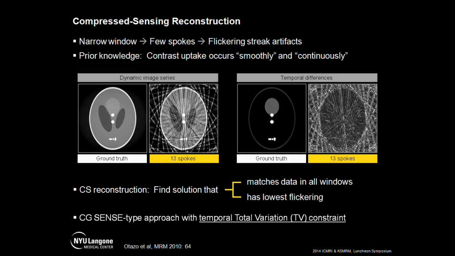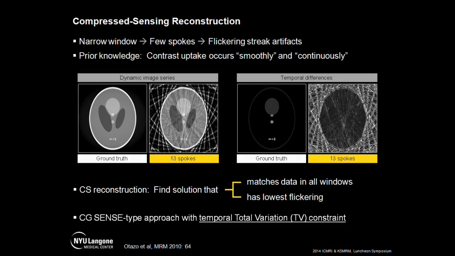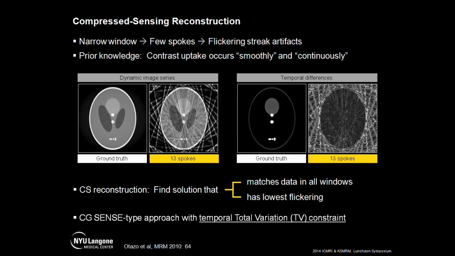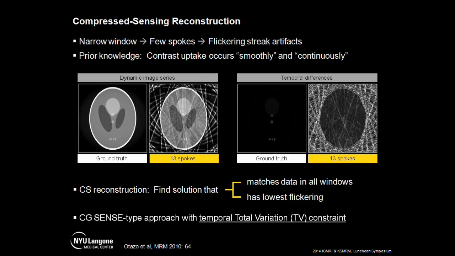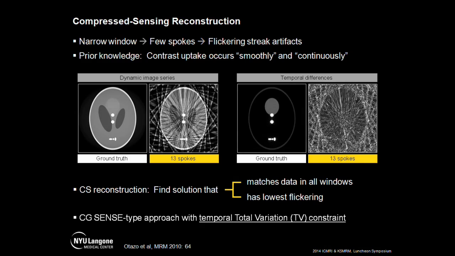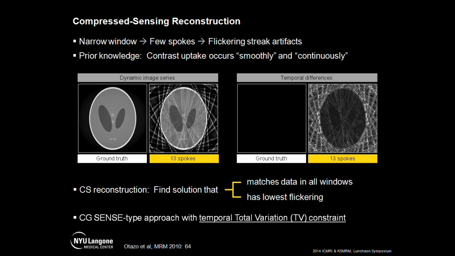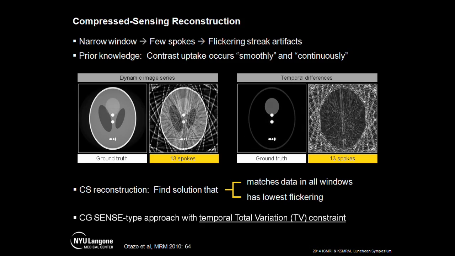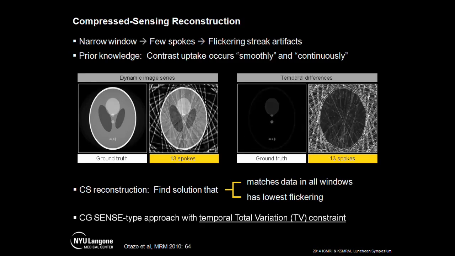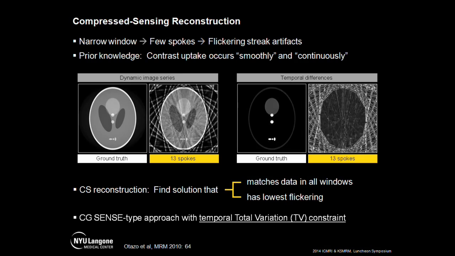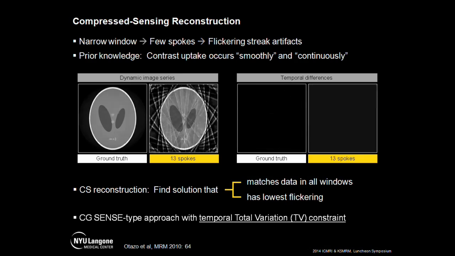Now, if we select a short reconstruction window to get a high temporal resolution, we of course only have few spokes in our reconstruction window. That means our data is strongly undersampled, and therefore we will get streak artifacts. You can see this in the simulation here. This simulation was done with 13 spokes, and in this reconstruction from 13 spokes per frame, you can see all these strongly flickering streak artifacts.